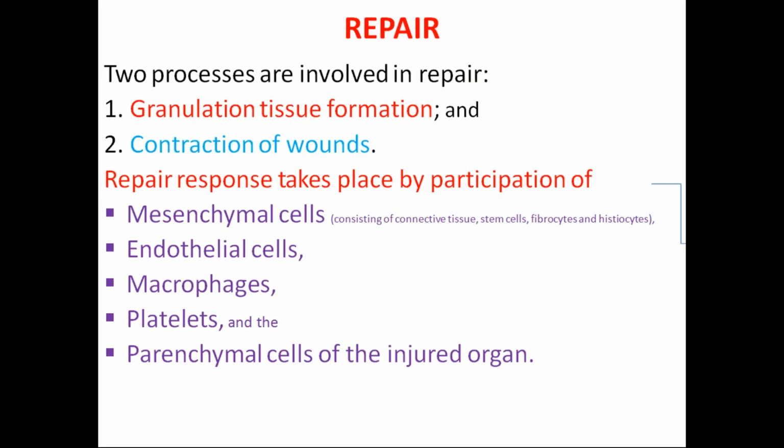Okay, in repair, two processes are involved: granulation tissue formation and contraction of wounds. Repair response takes place by participation of mesenchymal cells consisting of connective tissue stem cells, fibrocytes, histiocytes, endothelial cells, macrophages, platelets, and parenchymal cells of the injured organ. All these cells take part in the process of repair. Okay, and repair consists of two processes: granulation tissue formation, which we will discuss in detail, and contraction of wounds.